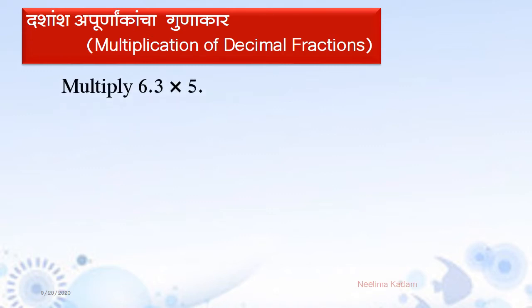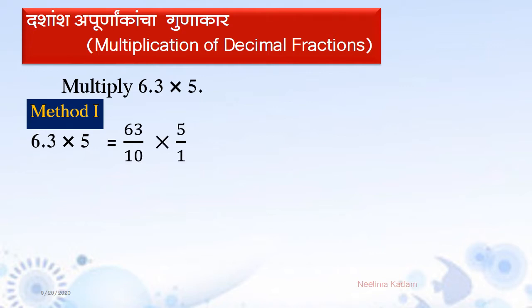Multiply 6.3 by 5. Method number 1. So 6.3 into 5. Now 6.3 is a decimal fraction. We will convert it into a common fraction. So 6.3 means 63 upon 10. And this 5 we write like this, that is numerator upon denominator, 5 upon 1 as it is.